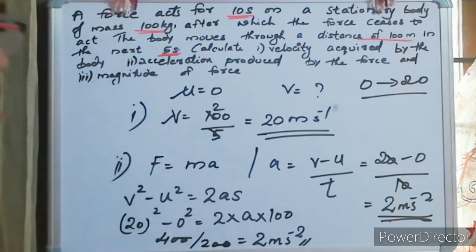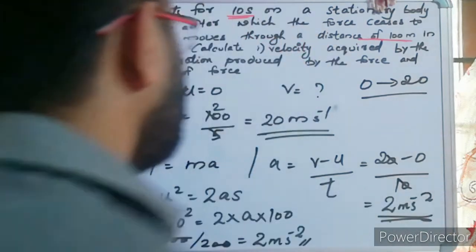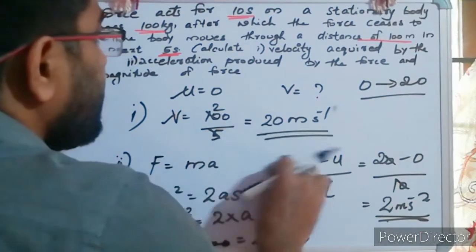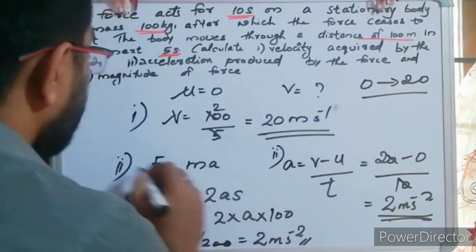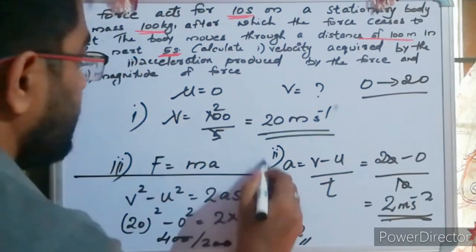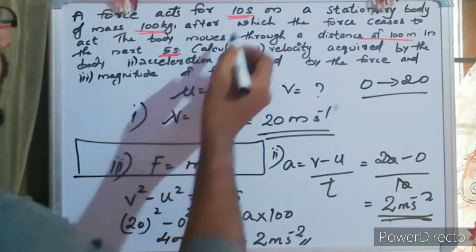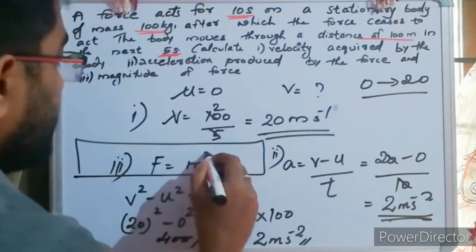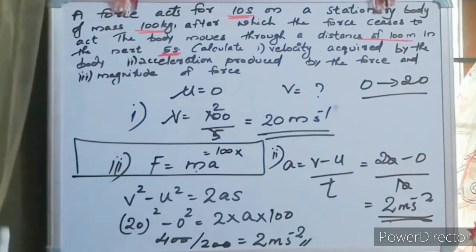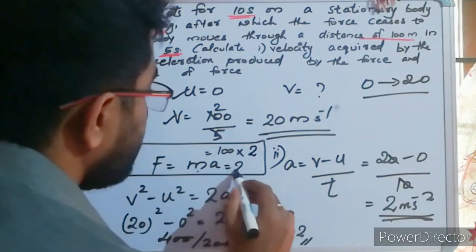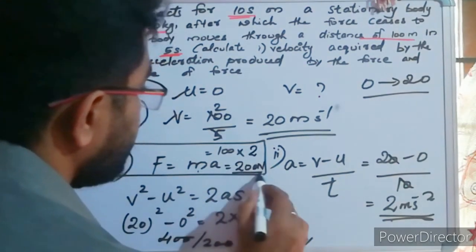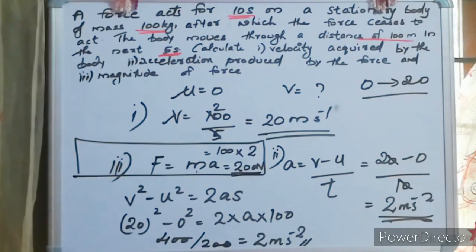Now you are asked to find the magnitude of the force. The magnitude of the force is given by F is equal to ma. This is the third part. The mass is known, it is given as 100. So 100 into the acceleration you just got, which is 2. That will give you 200 Newton. So the force is 200 Newton, the acceleration is 2 meter second raised to minus 2, and the velocity is 20 meter second raised to minus 1.